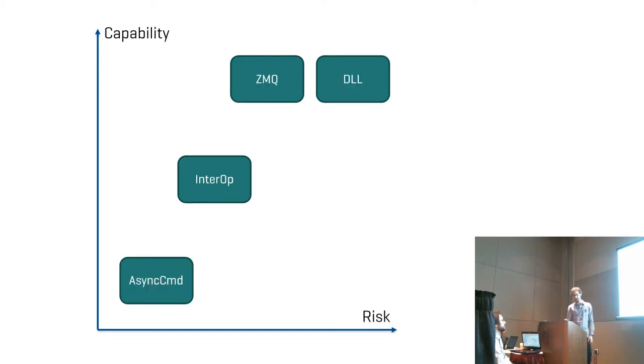And then I made this with capability versus risk. So what you can do and what are the risks. And I think with the CMD, you can't do too much with it because it's so primitive in its form. But the risk is very low, so it might still be something to consider for a small task.